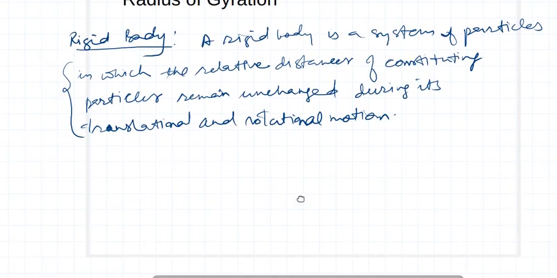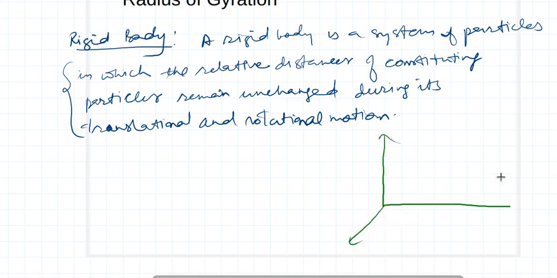So that means when we apply some force over it, it either causes the translational or the rotational motion, but the distance between the constituting particles will remain the same. Then such a body is known as a rigid body, right? So let us look at this definition mathematically.